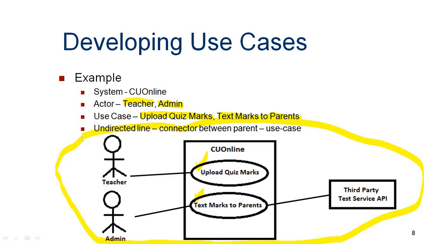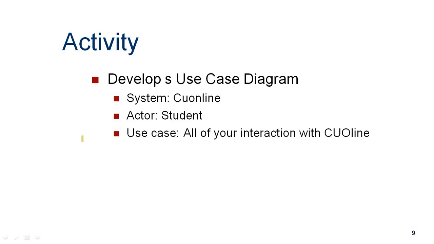Okay, now you must be very clear about your activity as assignment. Develop a use case diagram. So you are supposed to develop a complete use case diagram for what? The system is CU Online and the actor is student. You know very well how you interact with the system. You interact with CU Online to get many services from this specific system. So visualize or interact with the system and get to know about all those services you used to get from CU Online and try to develop a use case diagram based on the concepts we discussed today.